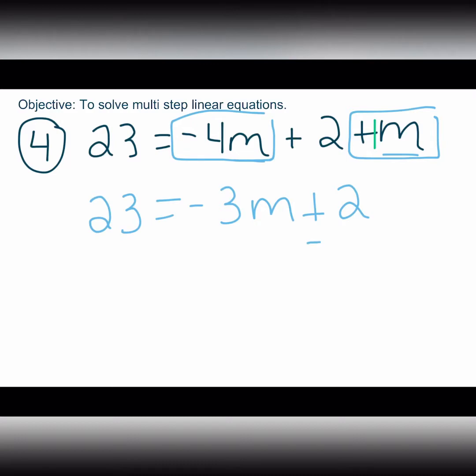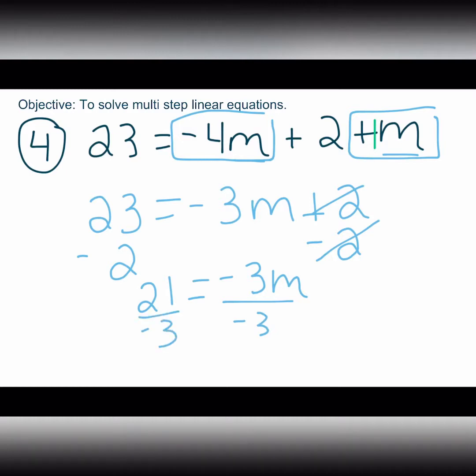Okay, the next step is we want to subtract 2 from both sides to cancel that out. 23 minus 2 is 21. Now negative 3 times m, we're going to divide by negative 3 to undo that multiplication. And our final answer, remember, positive divided by a negative will be a negative. 21 divided by 3 is 7, because these were canceled out. So that is our final answer.